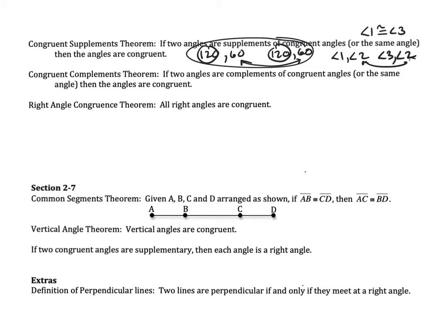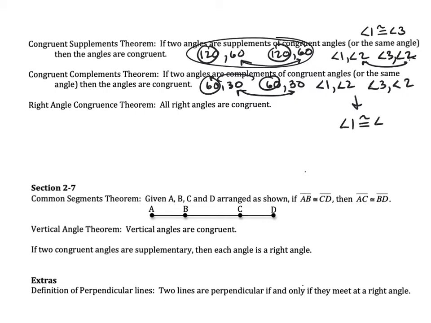Congruent complements theorem is the same idea. If I had a 60 and a 30 and another, different angle that was 60 and 30, but see, these two are the same angle, and I know that the 60s have to be congruent. So if angle 1 was complementary to angle 2, and angle 3 was complementary to angle 2, then that would mean that angle 1 was congruent to angle 3.